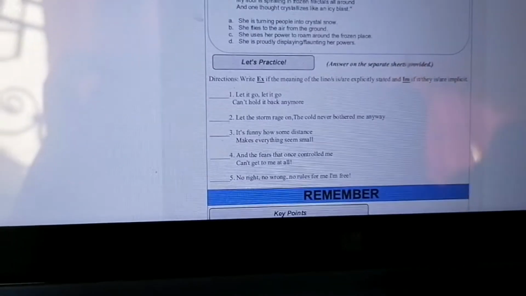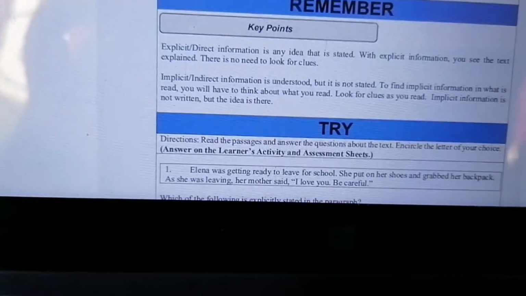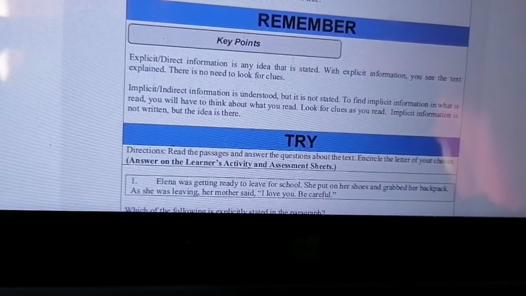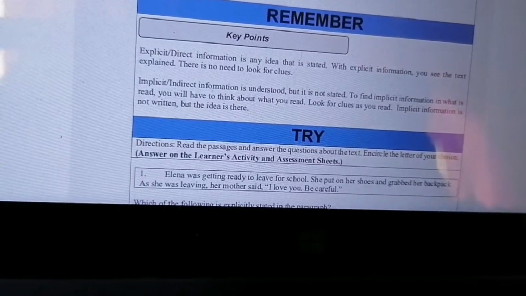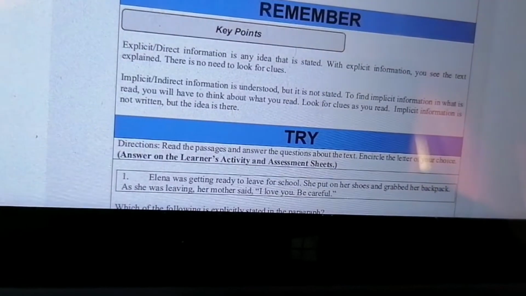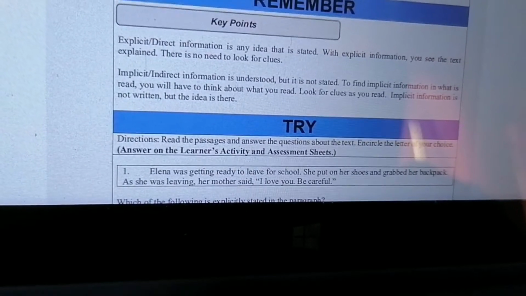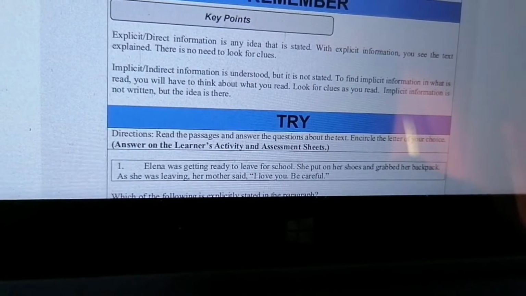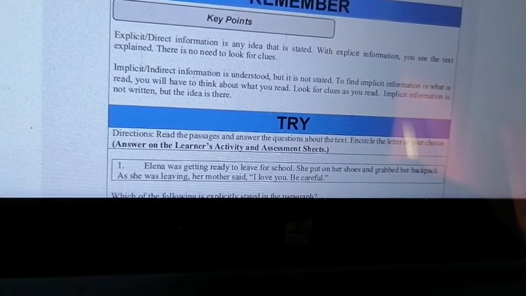Okay, so remember, explicit or direct information is any idea that is stated. With explicit information, you see the text explained. There is no need to look for clues. While the implicit or indirect information is understood, but it is not stated. To find implicit information in what is read, you will have to think about what you read. Look for clues as you read. Implicit information is not written, but the idea is there.